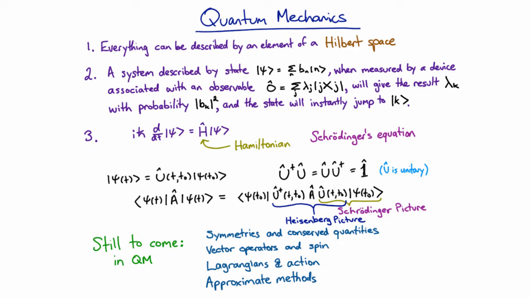After we talk about that, we're going to talk about vector operators and spin. Spin is one of the more counterintuitive things in quantum mechanics, and it's a good system to examine while discussing the ideas behind the transformations involved in discussing symmetries.